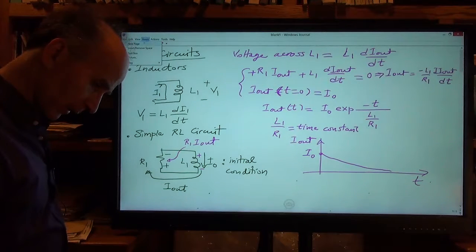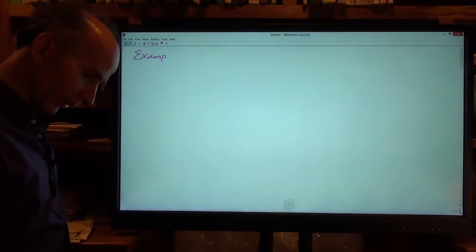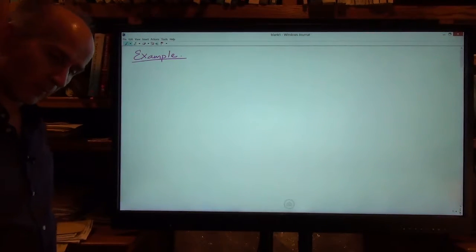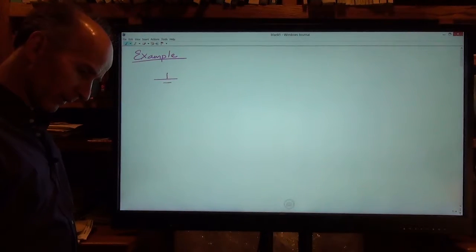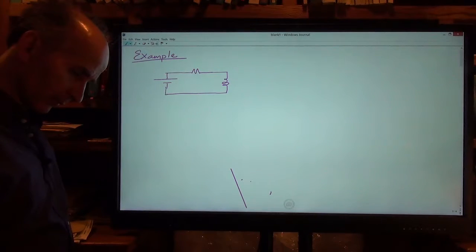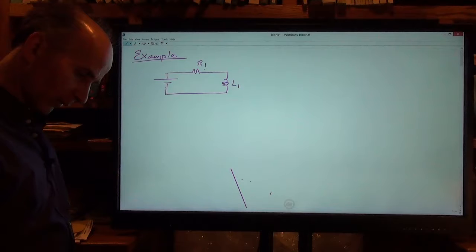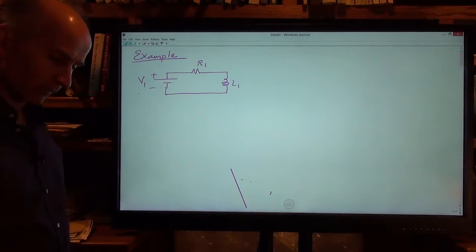We'll try to solve this one in the time that we have. So here's another example of an RL circuit. Okay, so here's what we have. We have a resistor and an inductor, L1, R1, and V, V1. And again, we want to solve the circuit.